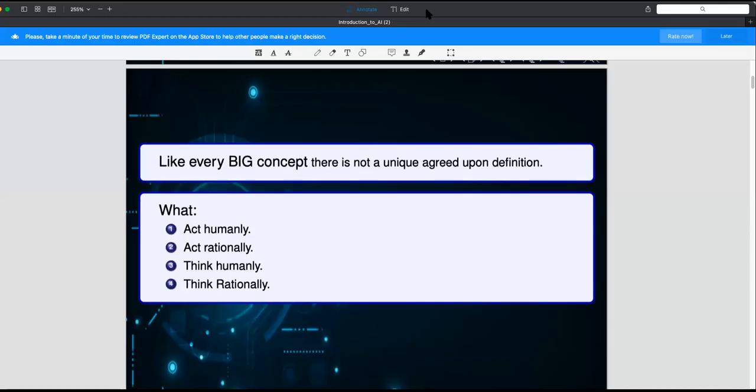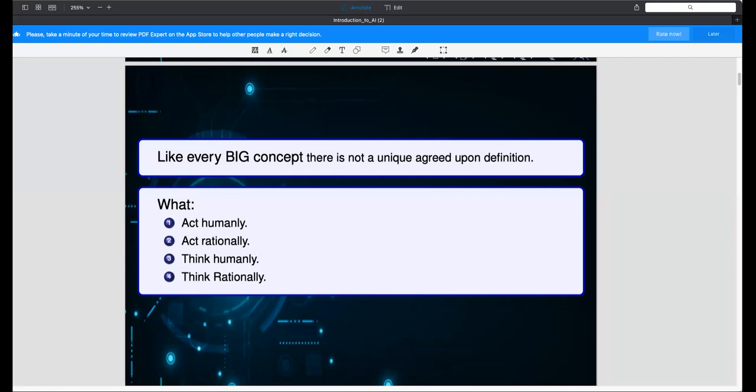Here, okay. So as I mentioned, the big concepts do not really have a definition that would be agreed upon by all researchers. It doesn't happen this way. The reason is that the definitions really come from how you use the concept. And artificial intelligence has many, many different ways to be used to solve many, many different problems. That's why you wouldn't really find a single definition for it.